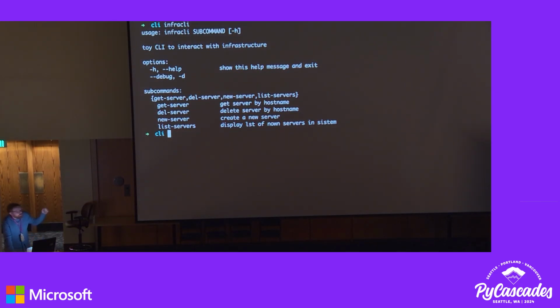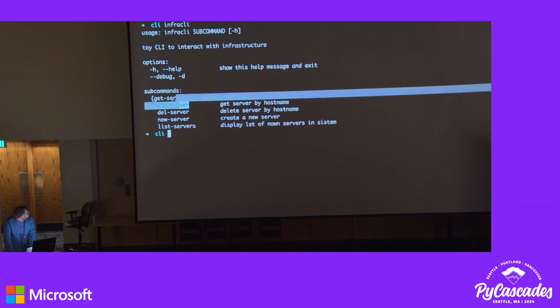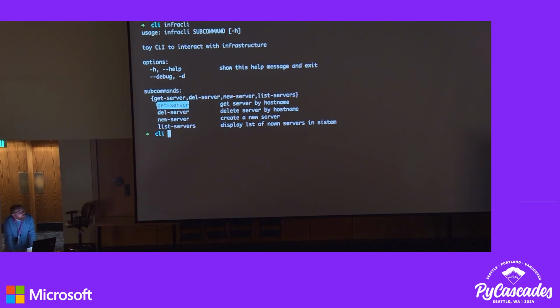So every time I run Infra CLI, it calls out to Infra API, gets the docs, parses them, and generates the commands that you see here. So we've got a get server command to get a server by hostname, del server to delete a server, new server to create a new server, and list servers to display a list of known servers in the system.